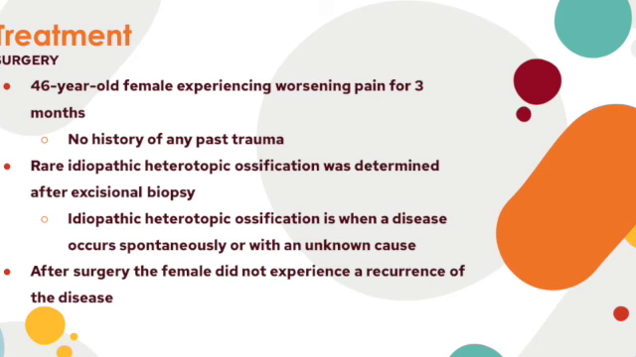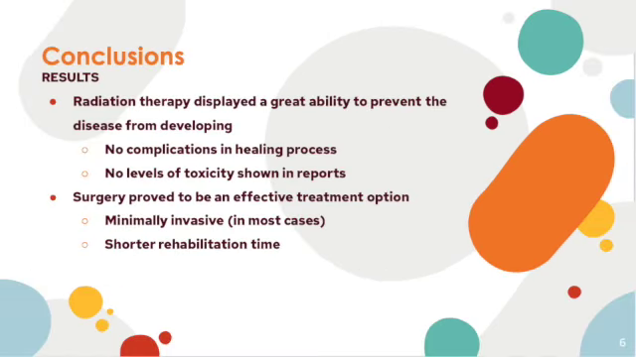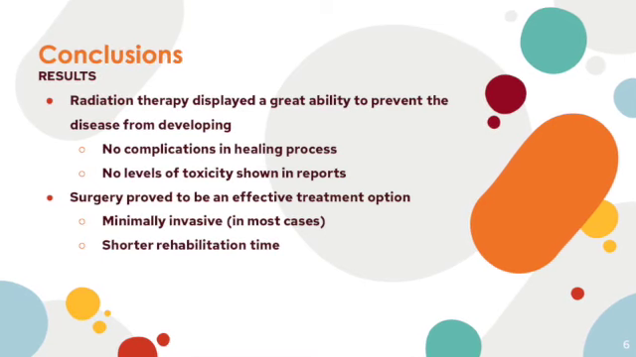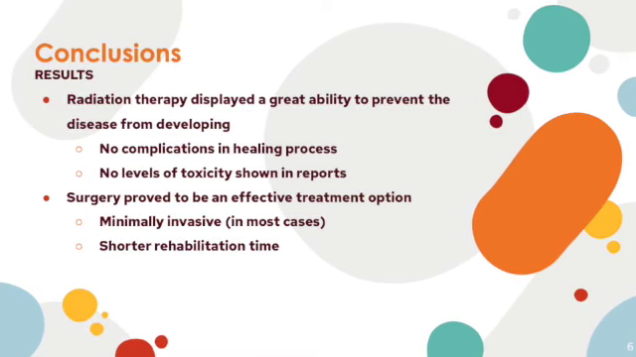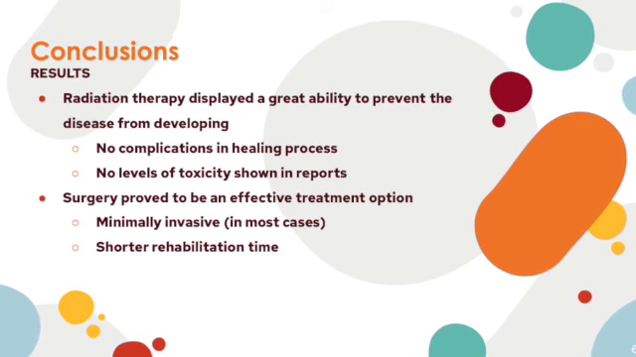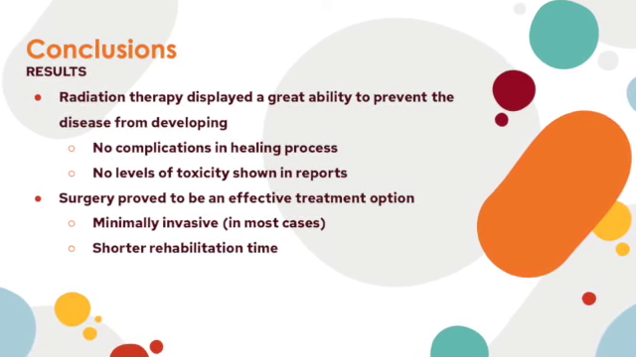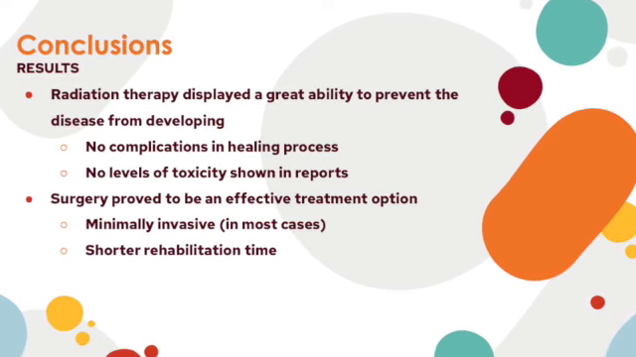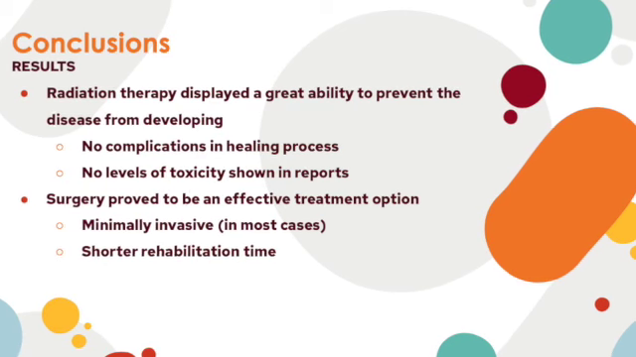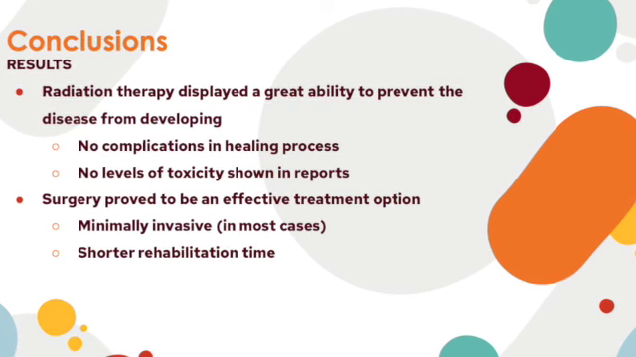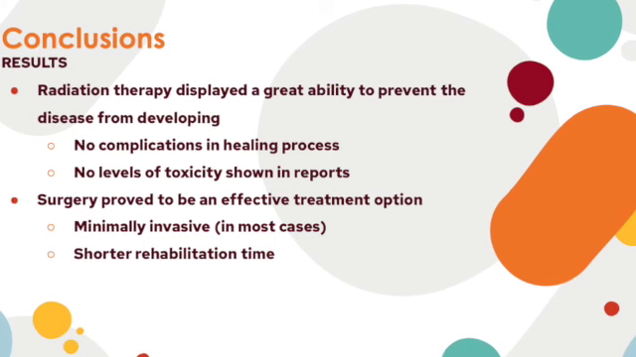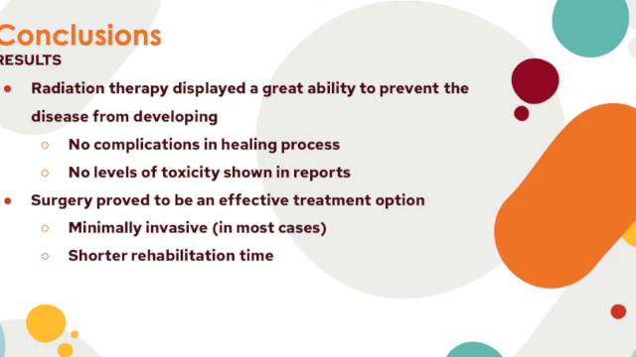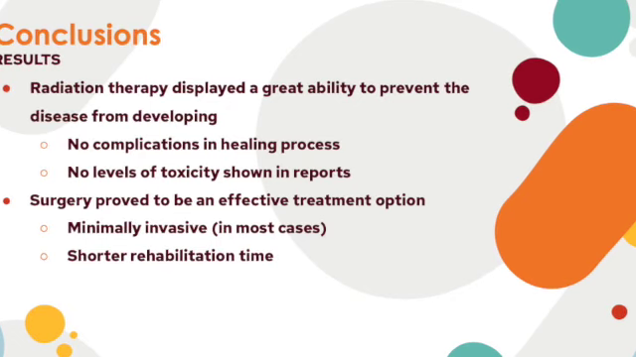After extensive research, it was found that radiation therapy proved to be the best preventative method, while surgery was the most successful treatment option. Radiation therapy displayed a great ability to prevent the disease from developing. Not only did it inhibit the disease, but it was able to do so while allowing the patient to fully heal without any complications or levels of toxicity in the process. In addition, surgery is still appearing as a strong suit when treating the developing heterotopic ossification because it is minimally invasive and it could have a shorter rehabilitation time.